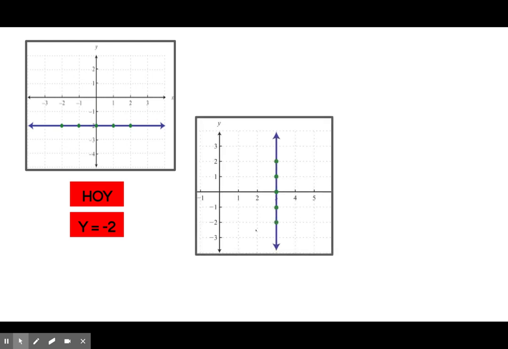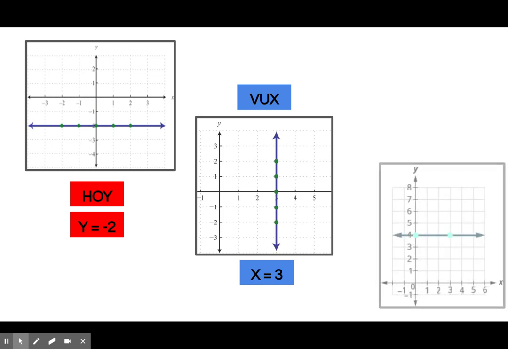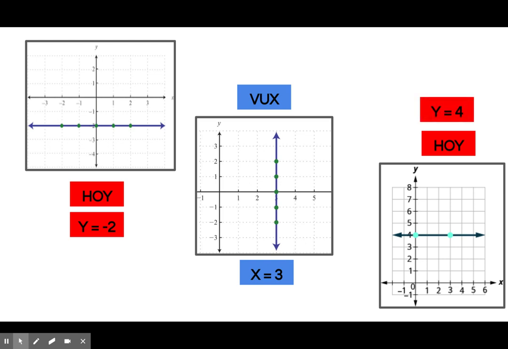Let's look at this next one. First of all, it's a vertical line, so I'm going to think "vux." That tells me I'm going to take the x value. Every x value on this line is at +3. So that means x equals 3 is my equation. Last one, it's a horizontal line. I'm going to think "hoy," and every y value on this line is at 4. So y equals 4.